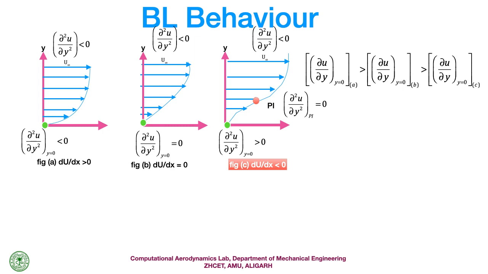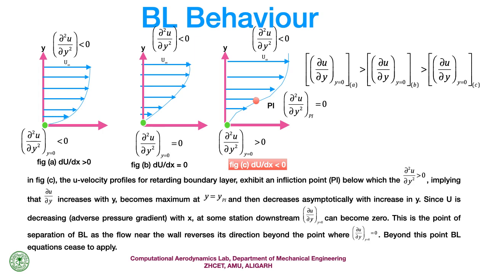Now if I consider figure C, let me explain it more. The u velocity profile for a retarding boundary layer, as I have shown, will be called the retarding boundary layer, and it will exhibit a point of inflection below which del 2 u over del y square will be greater than 0, and above which del 2 u over del y square will be less than 0. It also implies that del u over del y increases with y and becomes maximum at the point of inflection, and then decreases with increase in y.